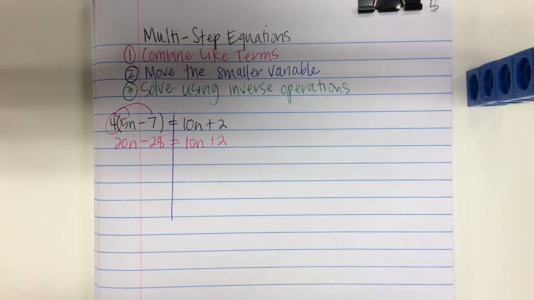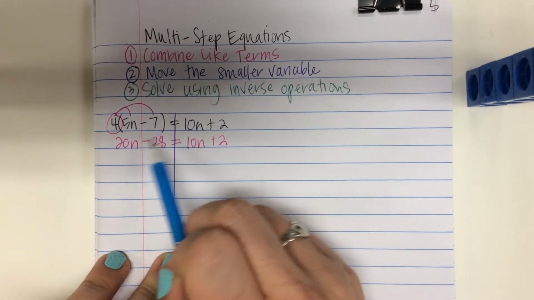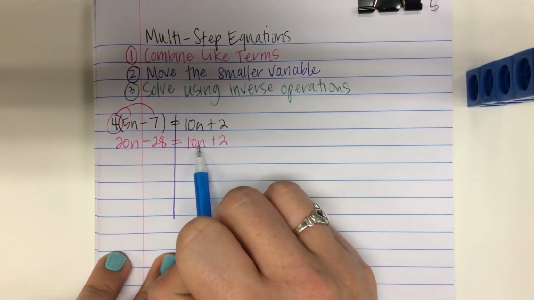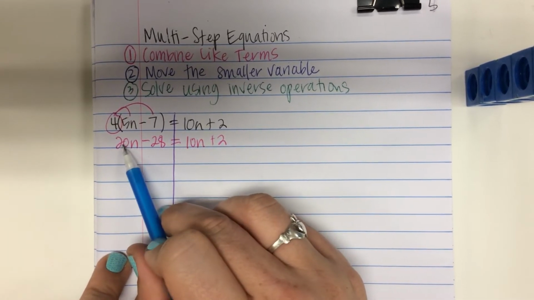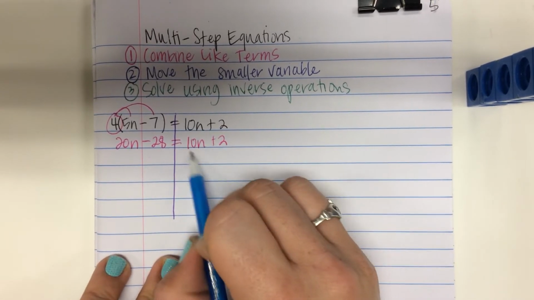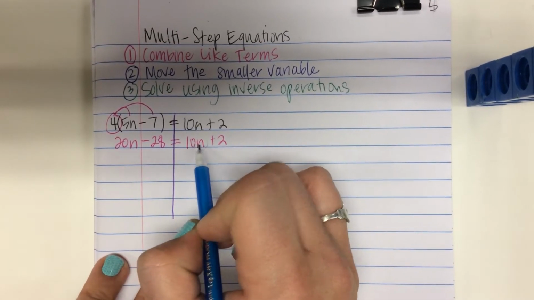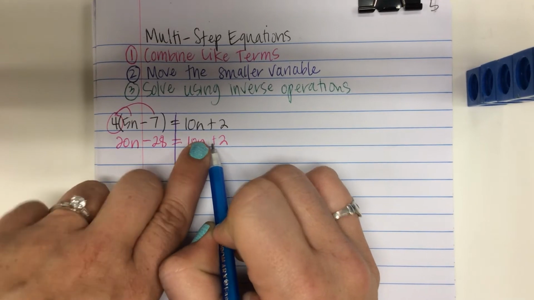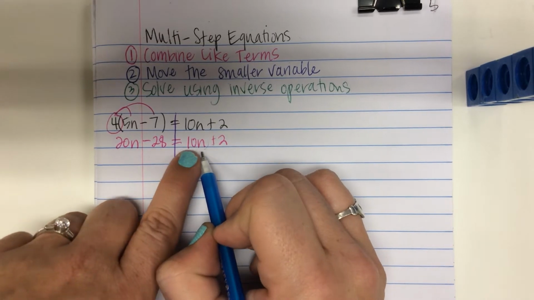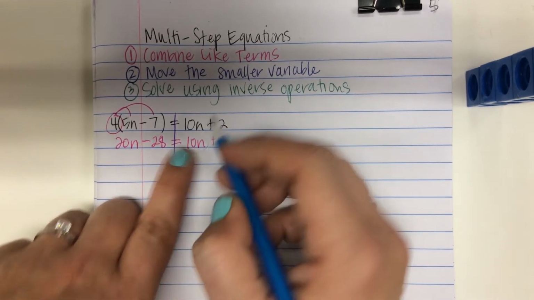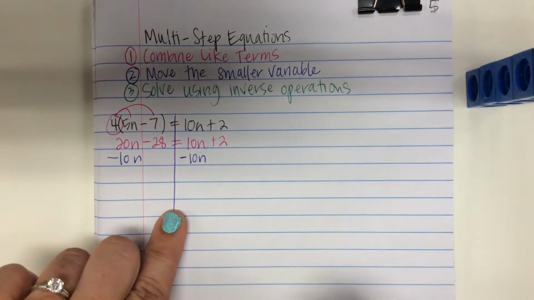So step number 2 says move the smaller variable. In all actuality, it doesn't matter which variable you move. I like to move the smaller variable because that means I'm not going to have a negative number. But you could move 20n. I'm going to move 10n because 10n is smaller than 20n. Anytime you take a value and move it across the equal sign, you do the opposite. So what's the opposite of 10n? Negative or minus 10n.